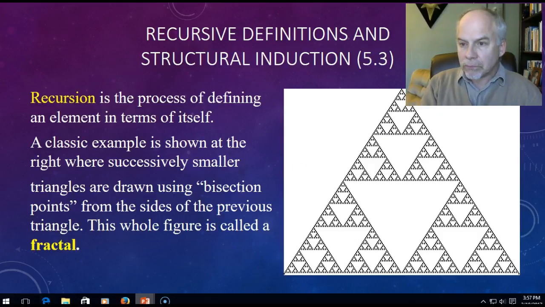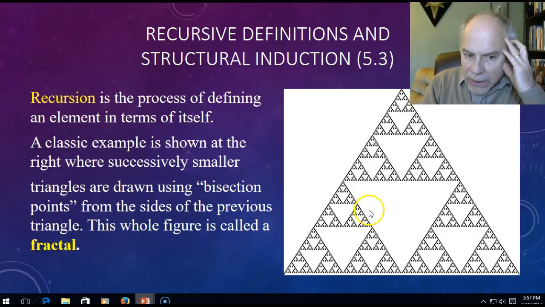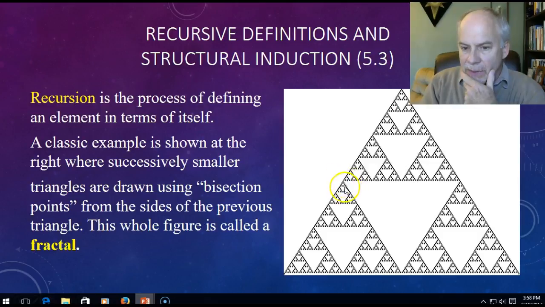So we'll do a process and then do it again, but do that same process again with different parameters. But here's a classical example. At the right, you see where a large triangle has been subdivided by putting a dot in the middle of one side, and a dot in the middle of the other side, and a dot in the middle of the bottom side, and then connect those dots and you have another triangle.